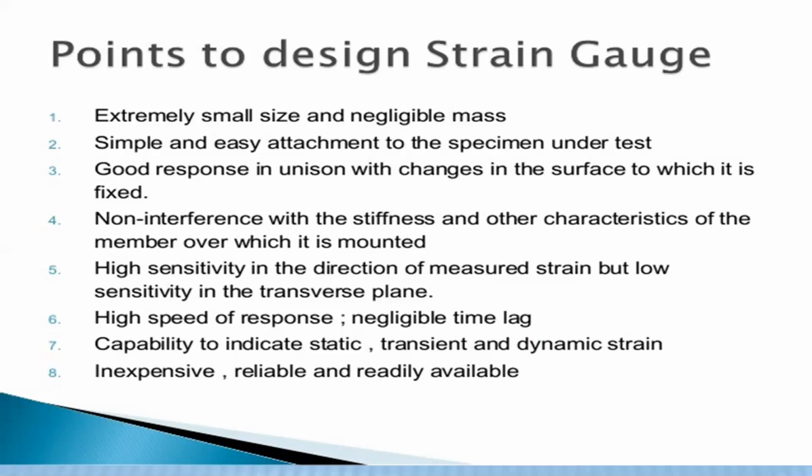You can see there is extremely small size and negligible mass. The size of the strain gauge is very small. It should be maintained, and the mass is negligible. The weight of the strain gauge is negligible, because the weight acting on the strain gauge has some drawbacks on its working. So in that design, we can maintain extremely small sizes, and the mass is very negligible.